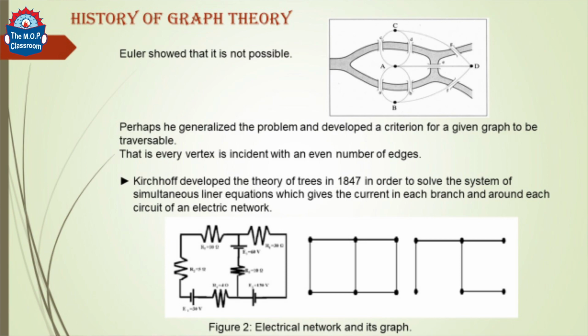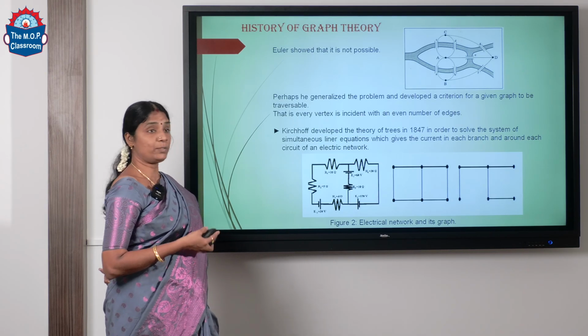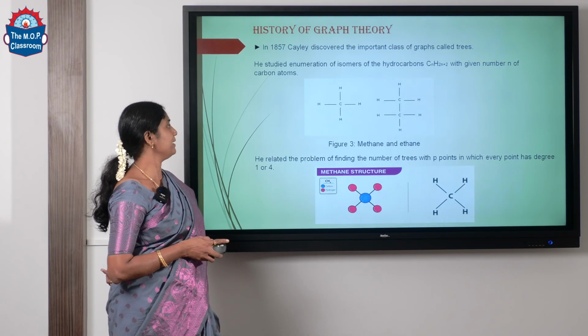The next development of graph theory came into existence in the year 1847, which was approached by Kirchhoff. In that year, he started solving the system of simultaneous linear equations, which gives the current in each branch and around each circuit of an electric circuit. So which means that any electric network circuit can be given a graphical structure, and thereby you can find the solution for any electrical models.